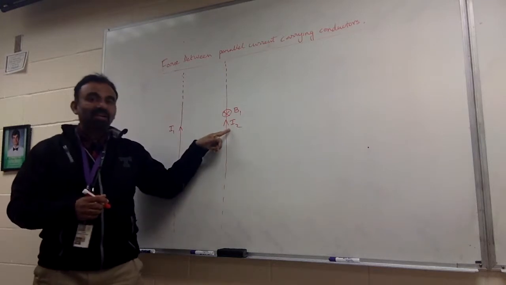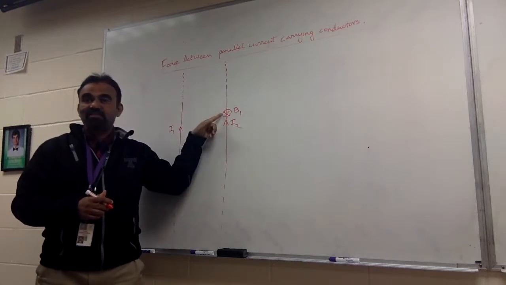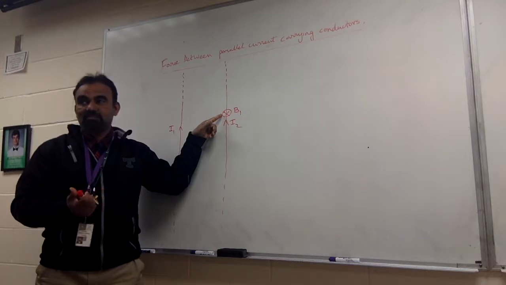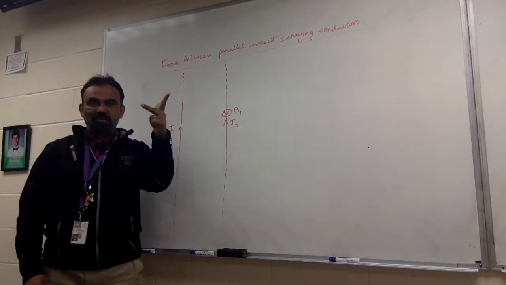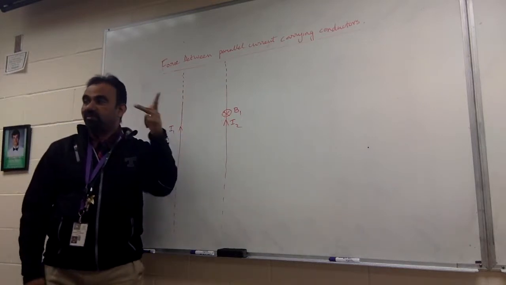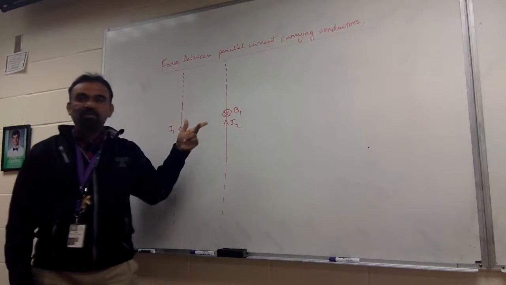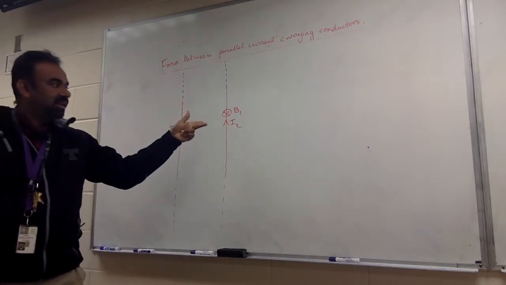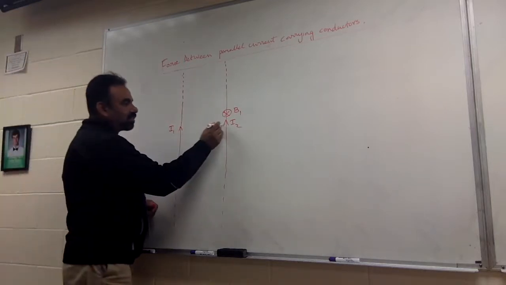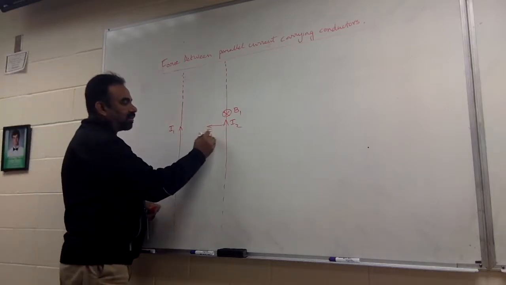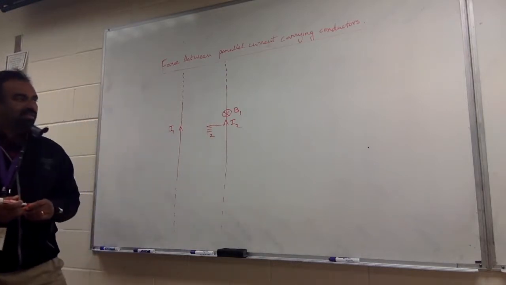Now is this a current carrying conductor in a magnetic field? So will it experience a force? Which rule will tell you the force on a current carrying conductor placed in the magnetic field? Fleming's left hand rule. So pick up your left hand now and apply the rule. Magnetic field is in and the current is up. So which way is the force going to be? To the left. So this force on the second wire is going to be to the left.